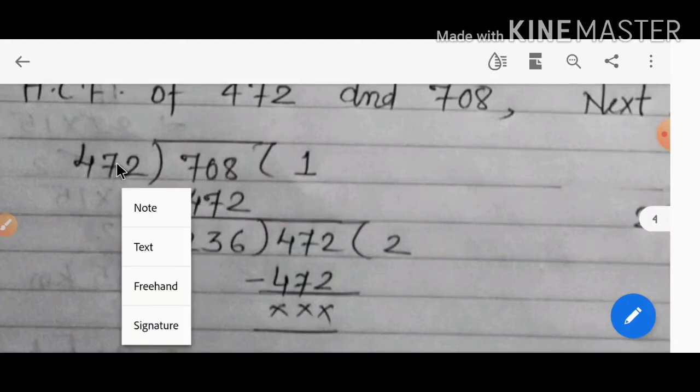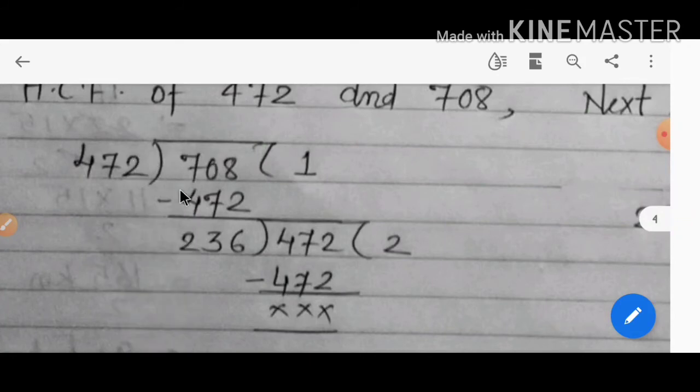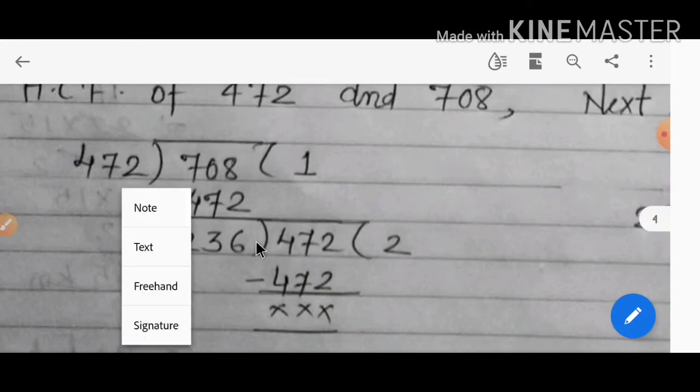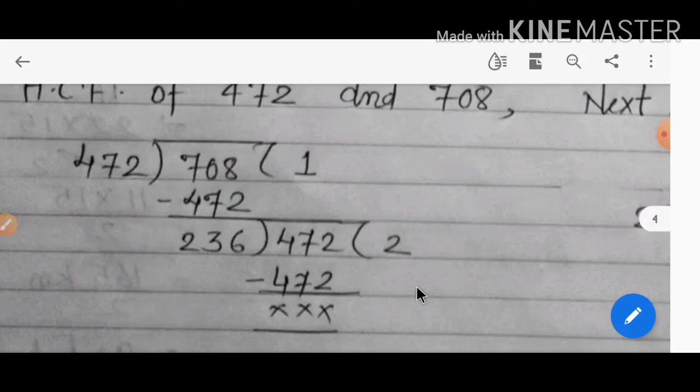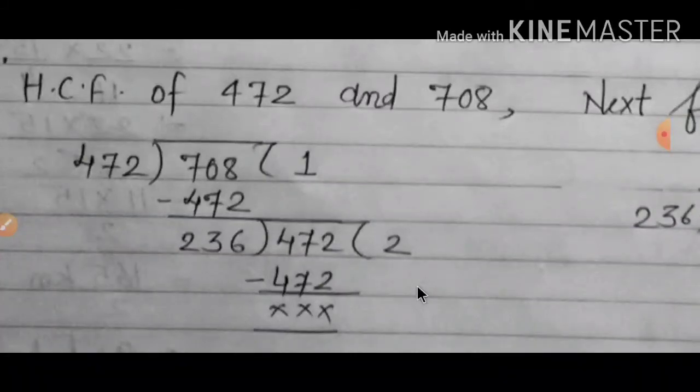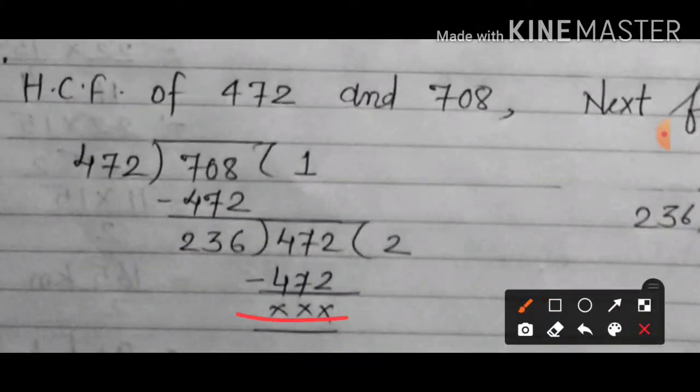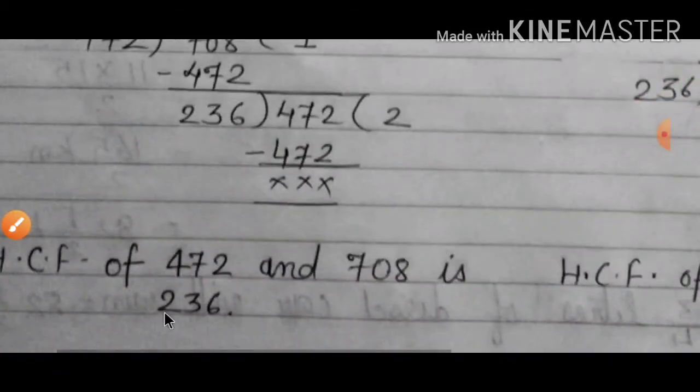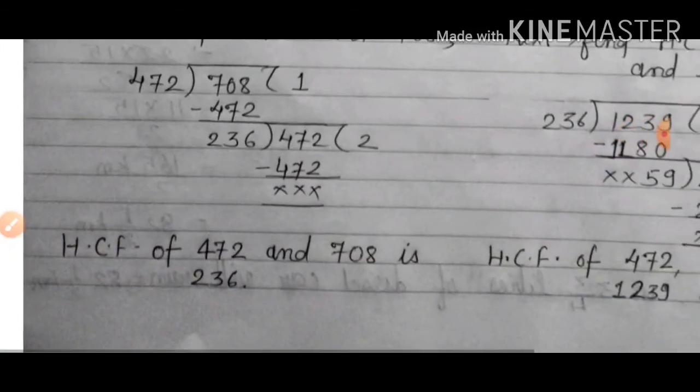Now the first divisor will come here. Now you have to divide the first divisor by the first remainder. So 236 comes inside, divide 472 by 236. So it will be 236 2s are 472. So the HCF will be here. Now you can see the remainder came 0. So our HCF of 472 and 708 is 236.